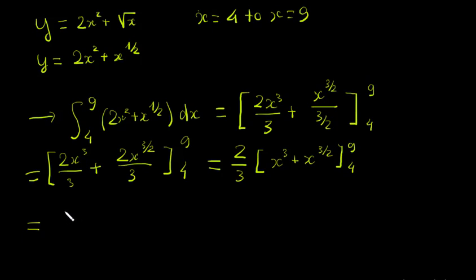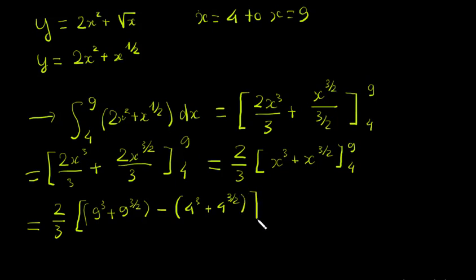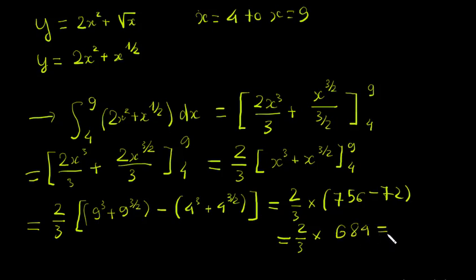And now I will substitute into here. It is a constant, so I keep it there. 9 cubed plus 9 to the power of 3 over 2, minus 4 cubed plus 4 to the power of 3 over 2. This will equal 2 over 3 multiplied by 756 minus 72, equal to 2 over 3 multiplied by 684, equal to 456. So the area of this curve from x equals 4 to x equals 9 is 456.